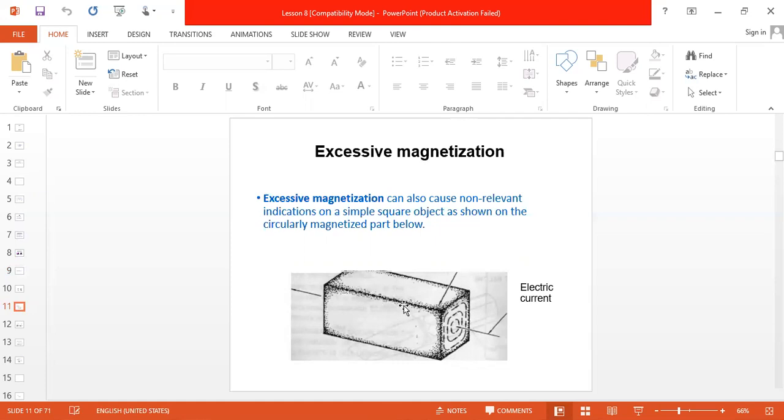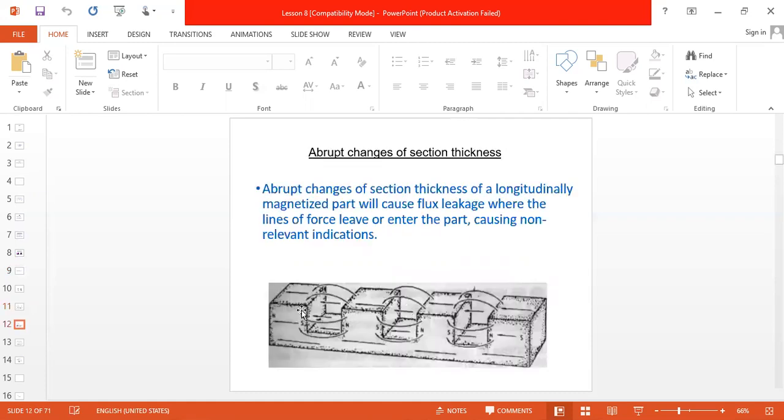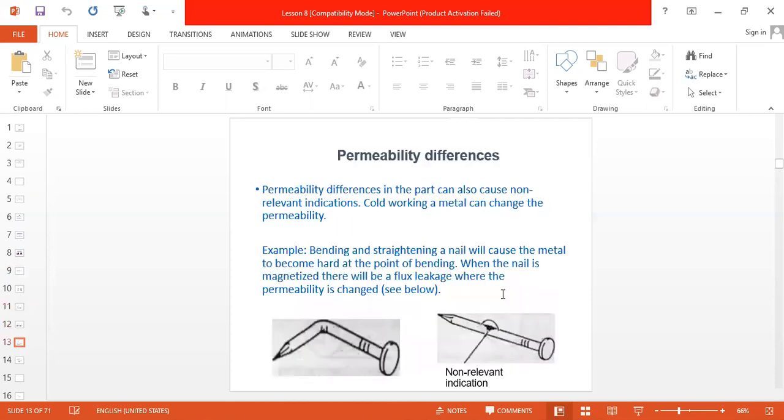But because here there is a sudden change in cross section, the lines of force will come out and you are getting indication. Like the geometry suddenly changes in the job, some of the lines of force will jump like this and you will get indication. Now you know the permeability here. Because of this bending, the hardness of this particular position will be different from this position and this position. If hardness changes, that means permeability changes. That's why, if there is no uniform permeability, some of the lines of force will come out and you will get indication. Permeability difference in the part can also cause non-relevant indication.